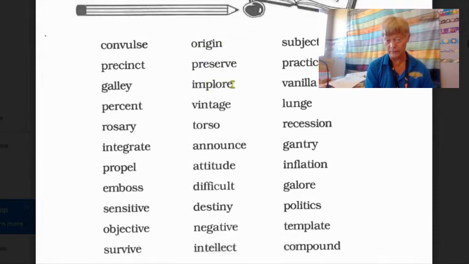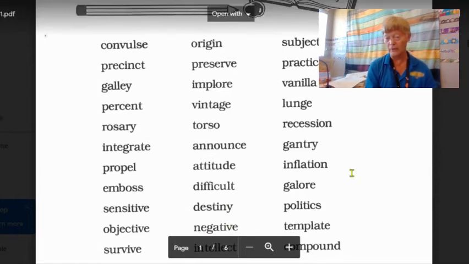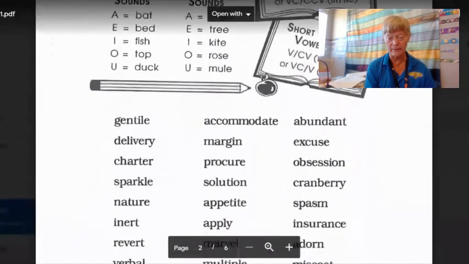preserve, implore, vintage, torso, announce, attitude. And so you just got to make sure you say each syllable in order, and that's where you do those dividing strategies in your head. Difficult, destiny, negative.